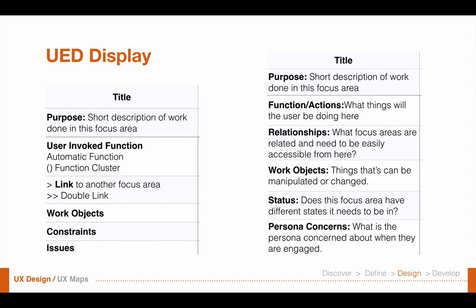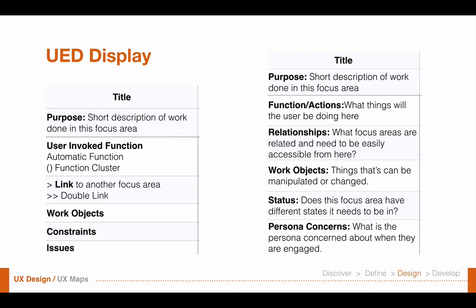So basically we are going to do the same: write a title, what the focus area is like. We will also write the purpose, the short description of the work done in this area. Instead, we will combine function and action together. So what things will the user be doing right here in this area? We have to mention that. And we also have to refer to the relationships. So basically, which focus areas are related and need to be easily accessible from here. And then the work objects, things that can be manipulated or changed in this area.